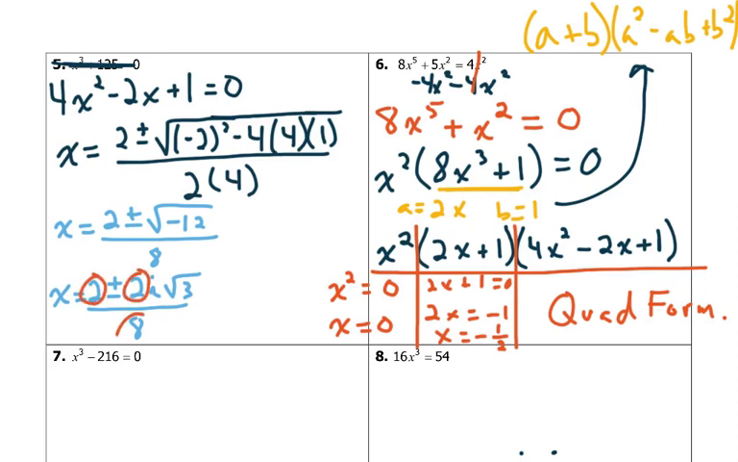2, 2, and 8. They all have a GCF of 2, so we can use division here to give us our answer, which is x equals 1 plus or minus i square root of 3, all over 4.